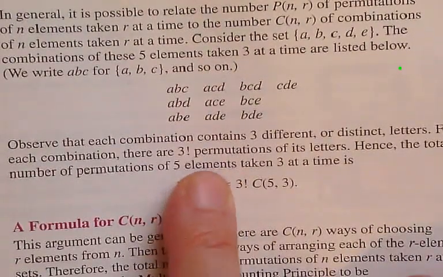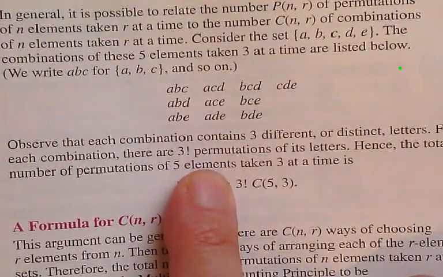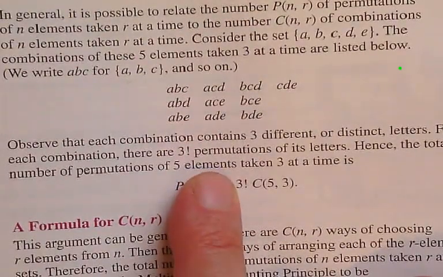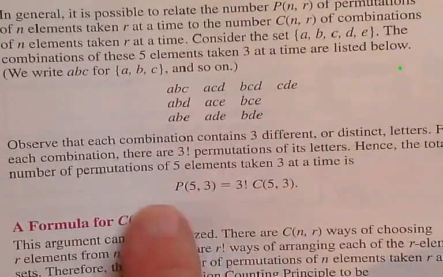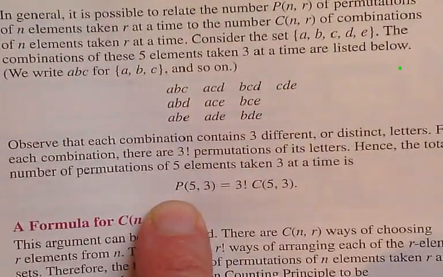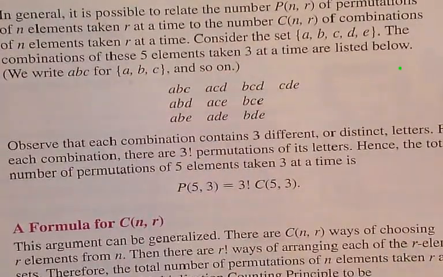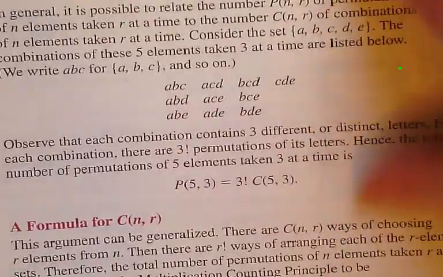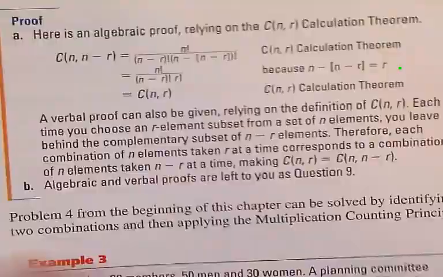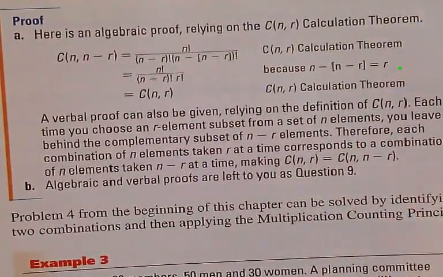And then if there's 3 letters, 3 factorial is how many ways I can order those letters. So 3 factorial times the number of combinations equals the number of permutations. This is always true. Right? So let's see if we can find one that makes sense.